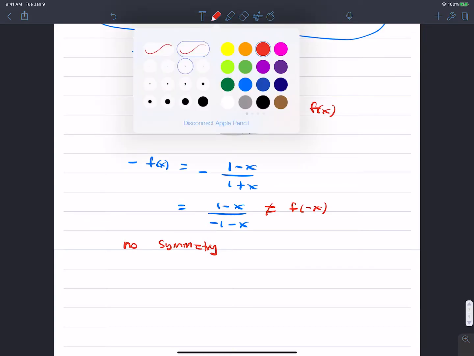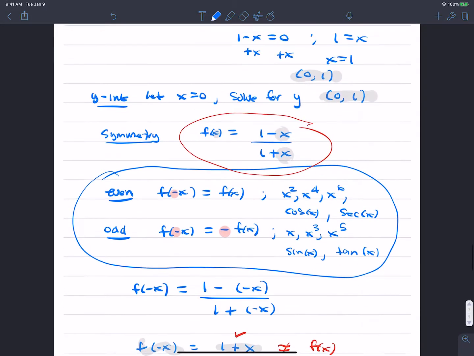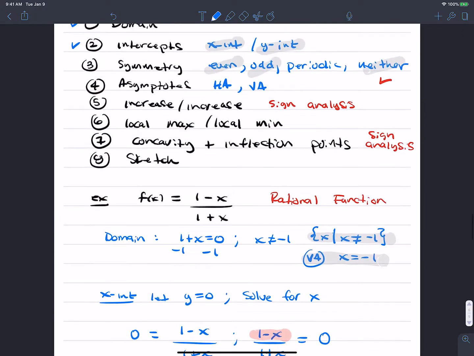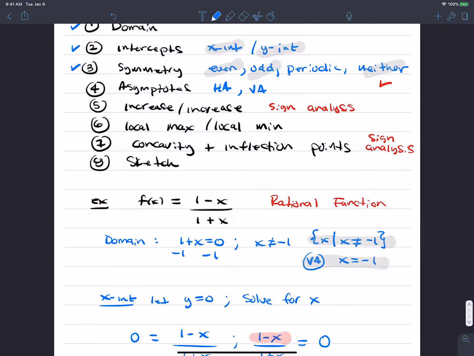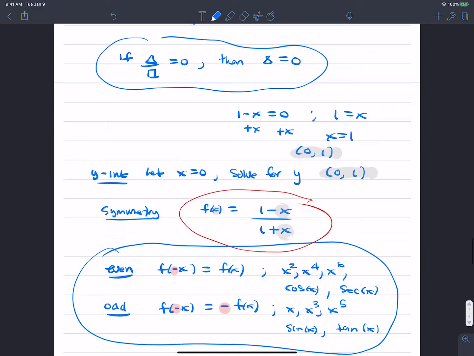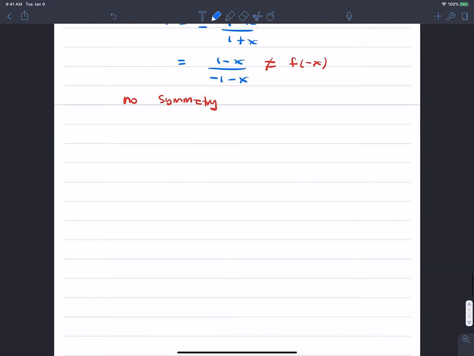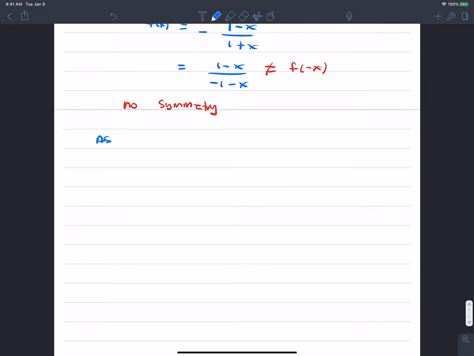So let's continue. After symmetry, what do we know we have to do? We have to find the what? The asymptotes. Now we already know you have a vertical asymptote, so that's done. We have to find the horizontal asymptotes, right? So under asymptotes again, vertical asymptote happens where x equals, is that negative 1? So we have to find the horizontal asymptote now.